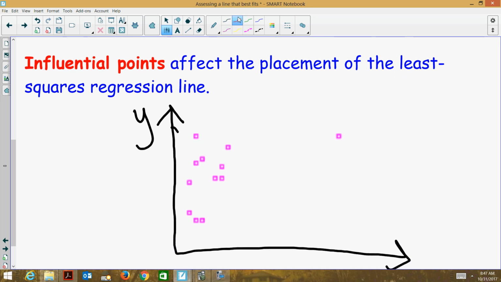Influential points affect the placement of the least squares regression line because this point is going to change the direction of the line so that it also fits with the point. So what influential points do is they affect the slope. It does follow the general pattern that as x increases, y increases, but it increases just a bit too much compared to the rest of the data. And therefore, this point could change how our model predicts the weight of bears based on their age.